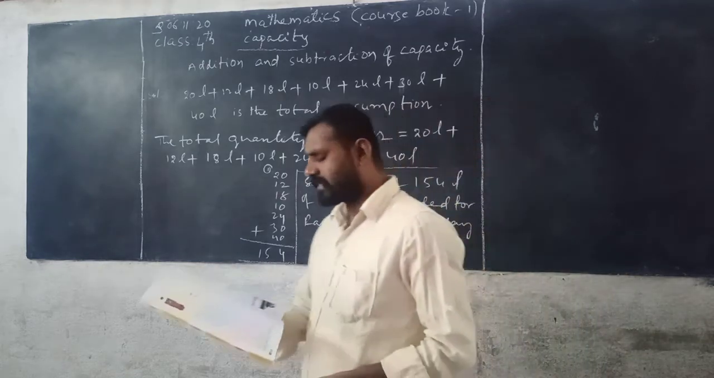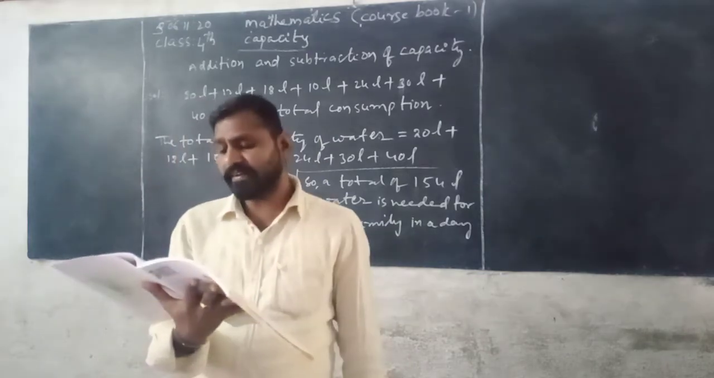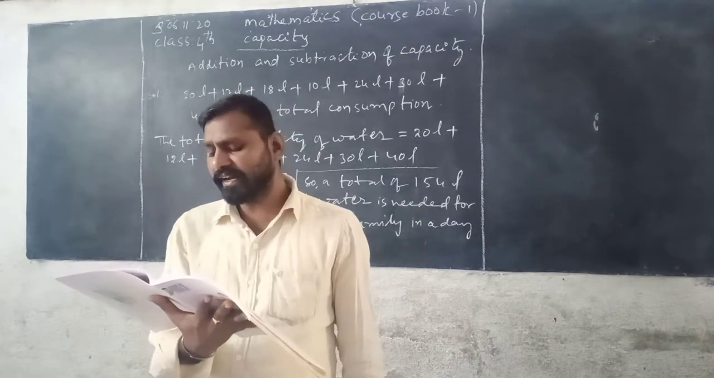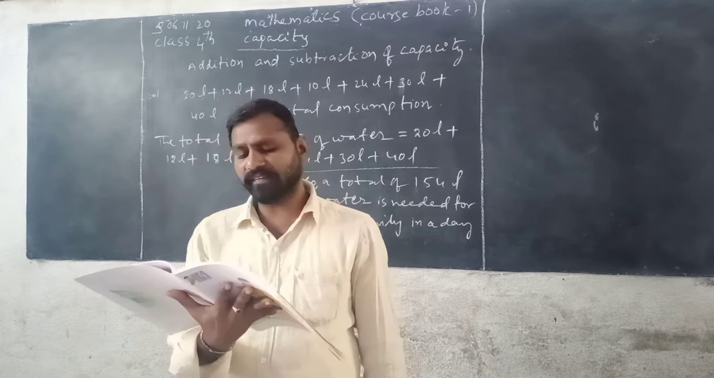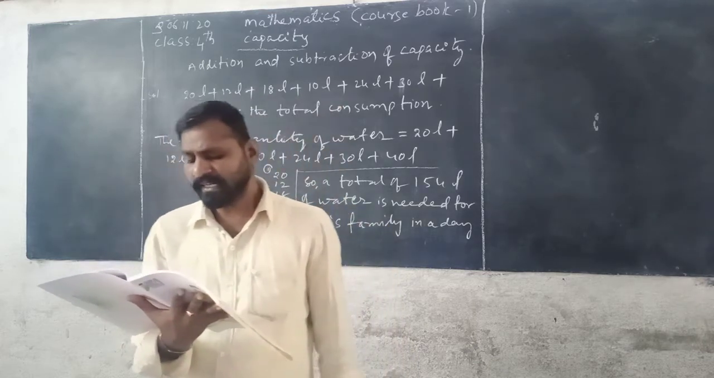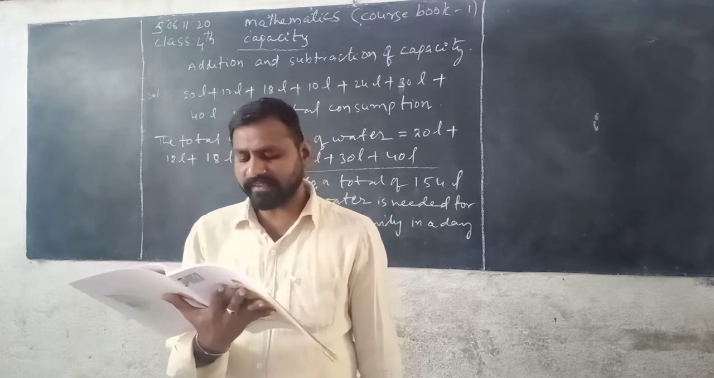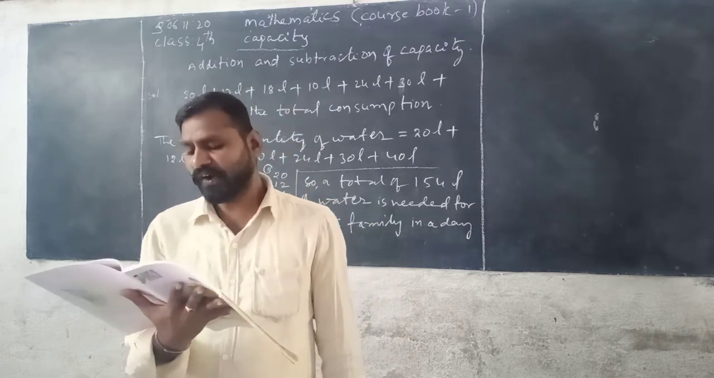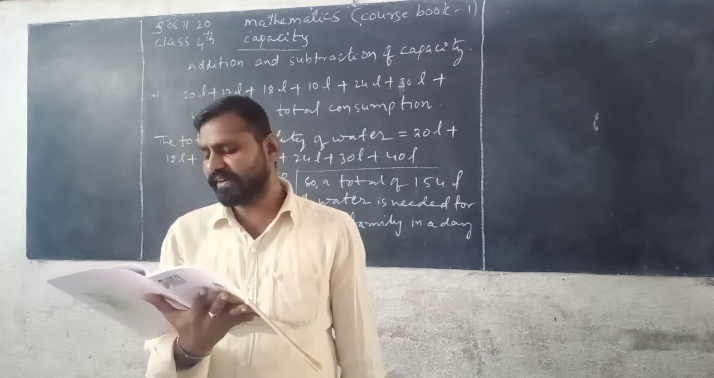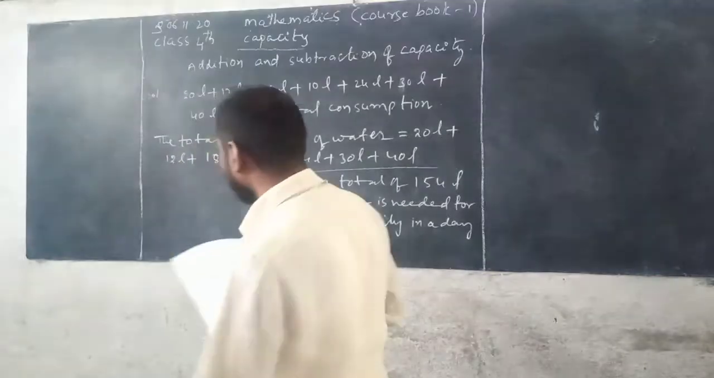Now next one is, a water tanker holds 5000 liters of water. It has filled 2000 liters of water in the water tank at Rajni's house. Then it went to another house and filled their water tank with the remaining water. So how many liters of water was filled in the second house? Everybody listen carefully. Solution.